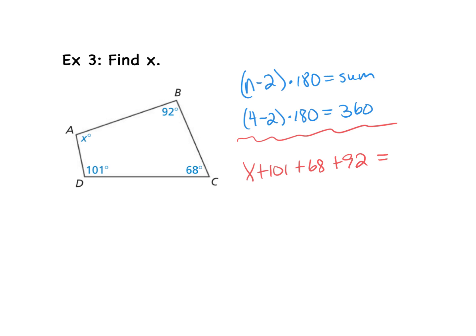What do all those add up to equal inside? What's the sum of the interior? We just found it. 360. 360. Okay, so they all have to add up to equal 360. Okay, that's the sum of the interior angles. x plus 101 plus 68 plus 92 equals 360. Now we solve for x.